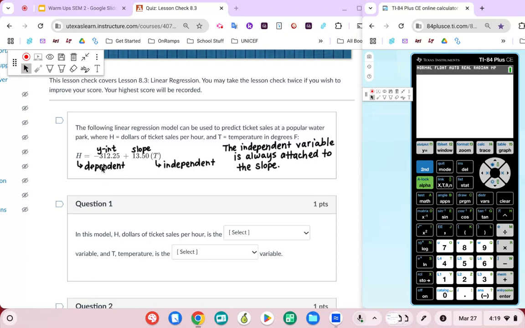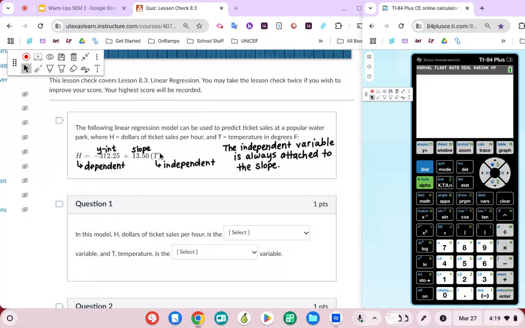The y-intercept, the starting point, the initial value for this one is negative 312.25. This is in dollars. So if I sell 0 tickets, then I'm out $312.25, okay? The slope is always attached to the independent variable.